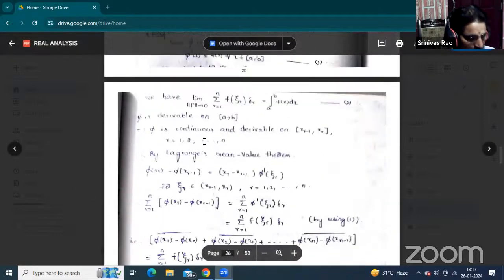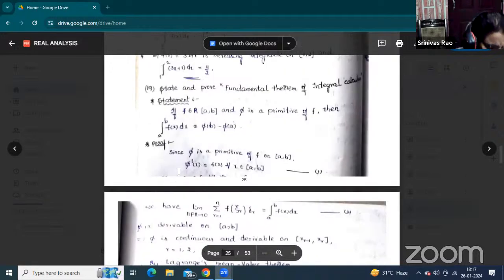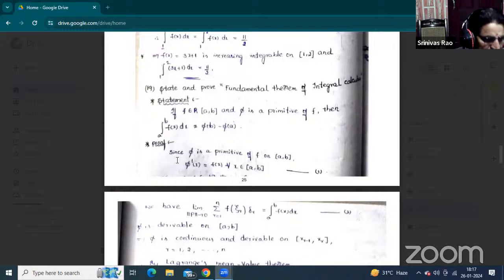Students, listen carefully. Now, in the last part of this session, one of the finest important theorems: state and prove the fundamental theorem of integral calculus. This theorem is also very, very important, especially in real analysis, and it consists of Riemann integration. This theorem is much more useful in the Riemann integration. Without this theorem, you can't expect the question paper in the final part. Now that theorem is the fundamental theorem of integral calculus.